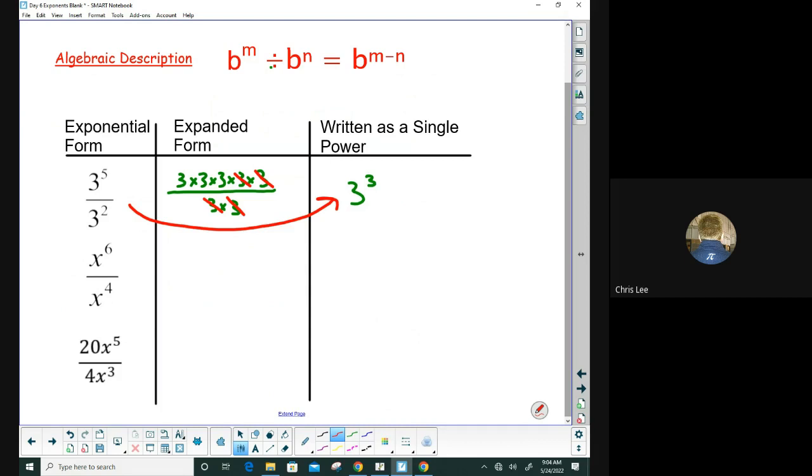So let's predict what the answer for this one's going to be. I don't care that it's an x. X to the power of 2. Okay, we could write it out to prove that that's right. This is x to the power of 6. So that's x times x times x times x times x times x. Did I do that right? 1, 2, 3, 4, 5, 6. Yeah. Divided by x times x times x times x.